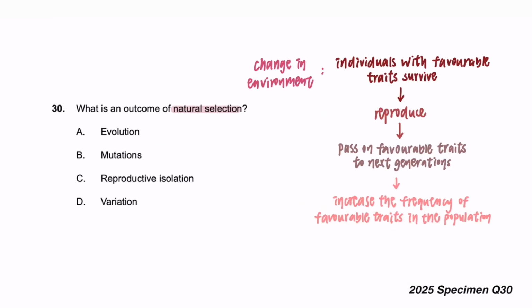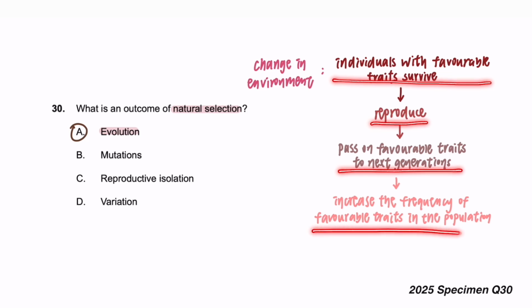Natural selection facilitates evolution to occur. When there is a change in environment, individuals bearing the favorable trait will survive. They will have a higher chance to reproduce to pass on the favorable traits to next generations. The frequency of the favorable trait will then increase in the population.